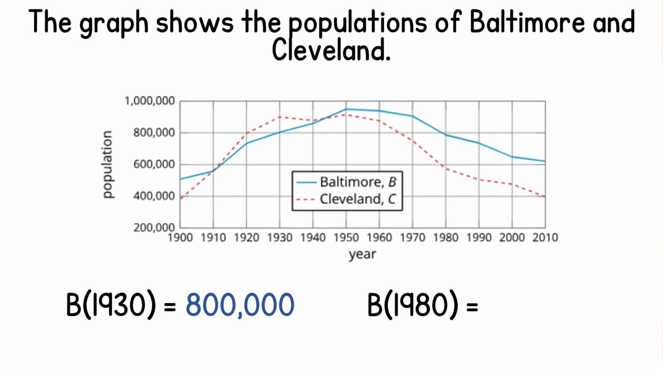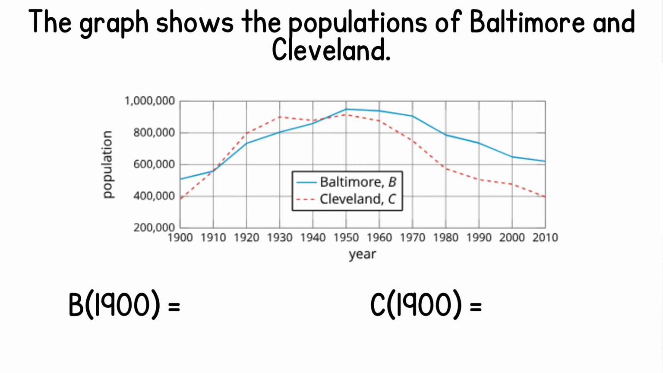The next one we're going to find is C of 1980. So we want to find the population in Cleveland in 1980. So we'll go to the year 1980 and go up until it hits our red dotted line. So now we can see the population is around 590,000.